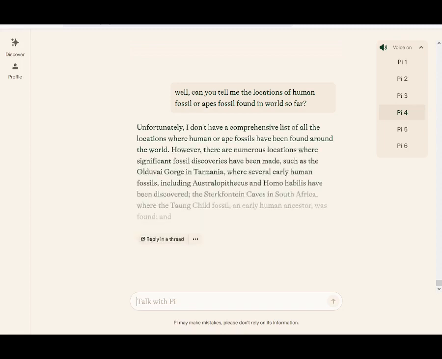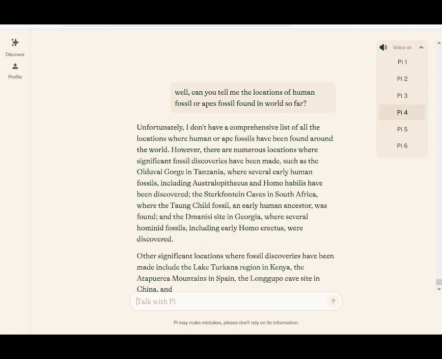Unfortunately, I don't have a comprehensive list of all the locations where human or ape fossils have been found around the world. However, there are numerous locations where significant fossil discoveries have been made, such as the Olduvai Gorge in Tanzania, where several early human fossils, including Australopithecus and Homo habilis, have been discovered. The Sterkfontein Caves in South Africa, where the Taung child fossil, an early human ancestor, was found, and the Dmanisi site in Georgia, where several hominid fossils, including early Homo erectus, were discovered.